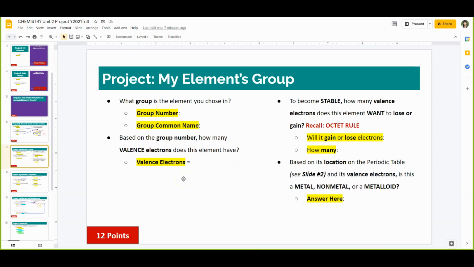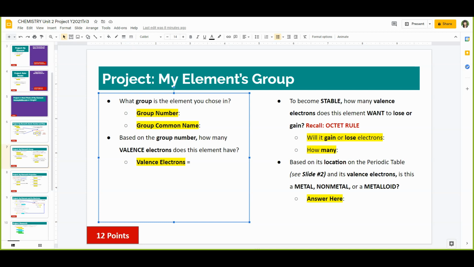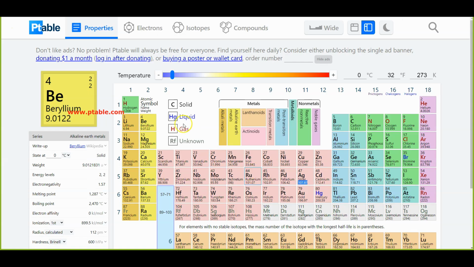So what group is the element you chose in? We're going to take a look at the group numbers and their common names. So first off, for the group number, you're going to want to go to www.ptable.com. Again, you should have this open for the entire project anyways. So going to ptable.com, you're going to take a look at your element, right?